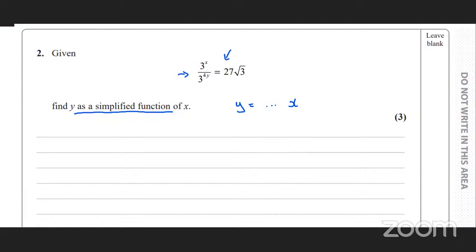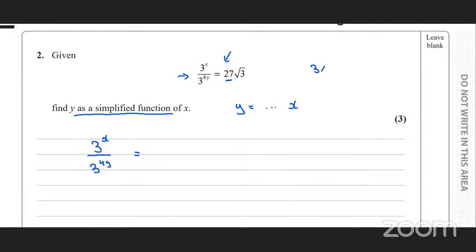Let's do it. Okay, so we have 3 to the x divided by 3 to the 4y equals. Now I have 27 here. I know that 3 multiplied by 3 multiplied by 3 is 27. This means that 3 cube is 27. So I can write it as 3 cube. And under root 3 can be written as 3 to the power 1 by 2. I can take this to the right side and that would be multiplied.